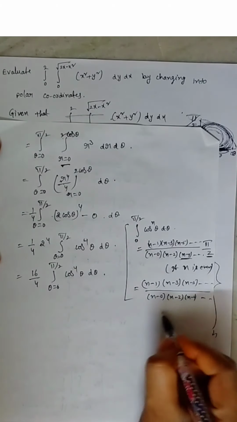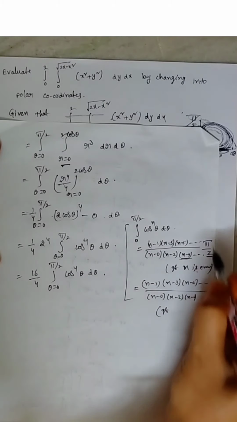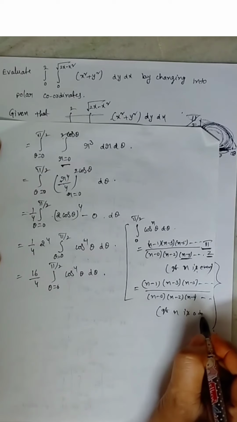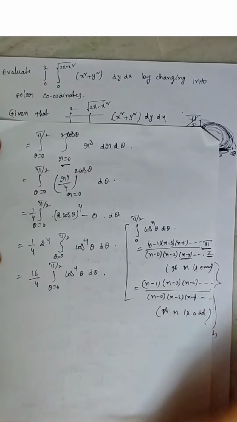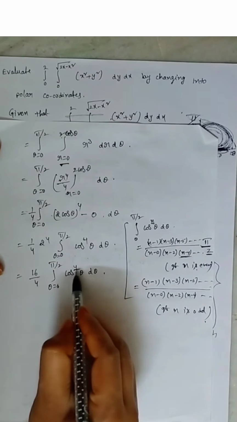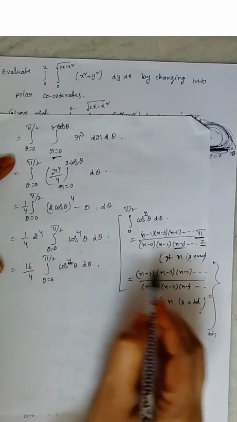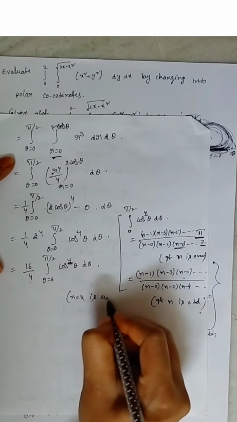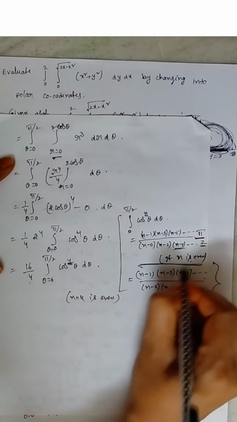If n is even, at last you have to just write pi by 2. If n is odd, you don't need to write the pi by 2 value. Here what is the n value? Cos power n theta. Here n value is 4, for n is even number. Here n equals 4 is an even number, so you have to substitute in this formula.